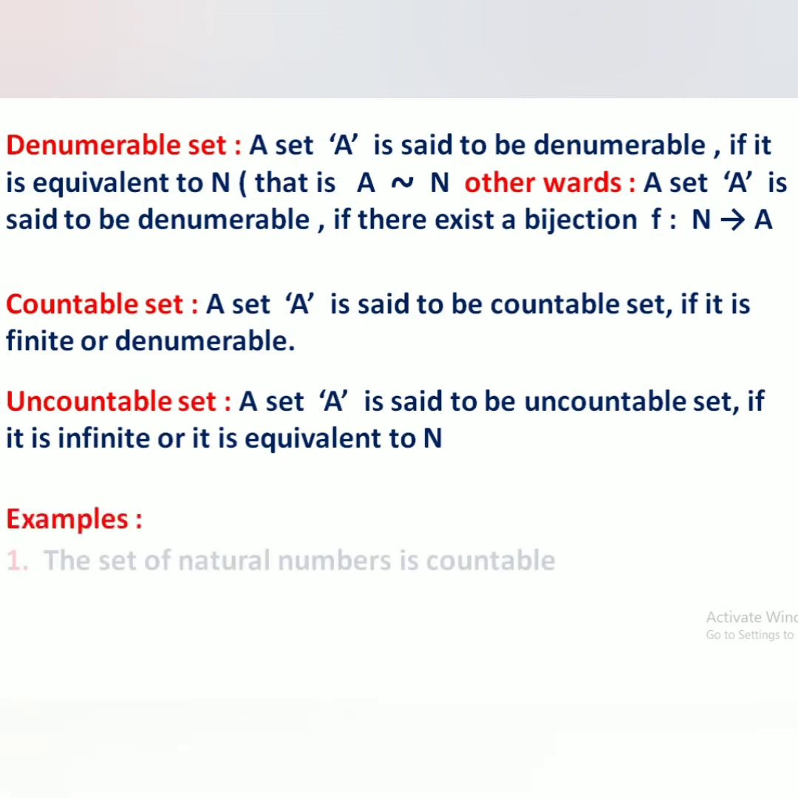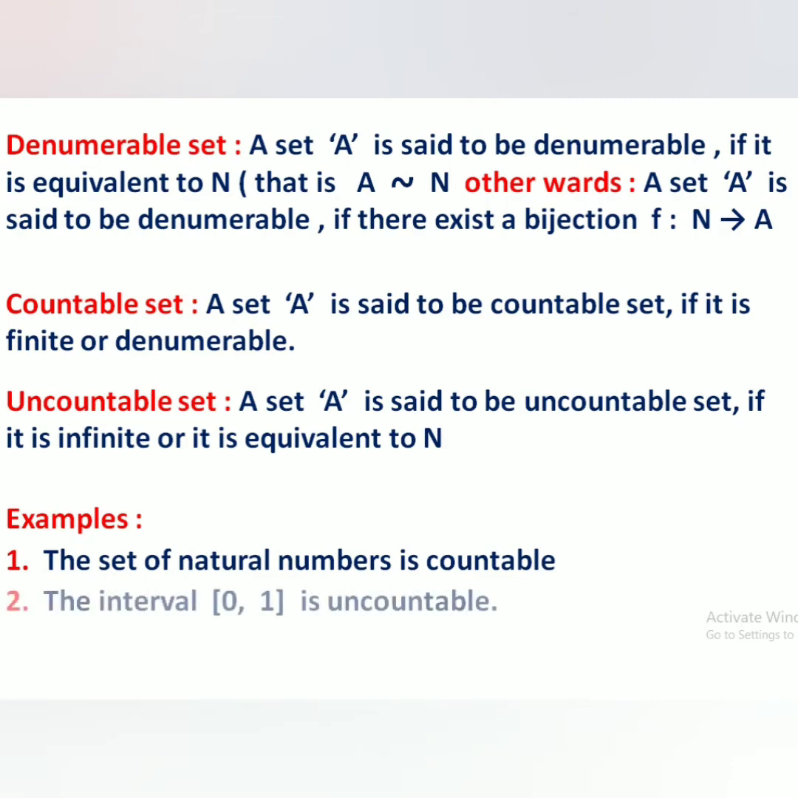Next, we go to the examples on this. Example for a countable set: the set of natural numbers is countable. And one more important example, which is not countable: the interval (0, 1) is uncountable.